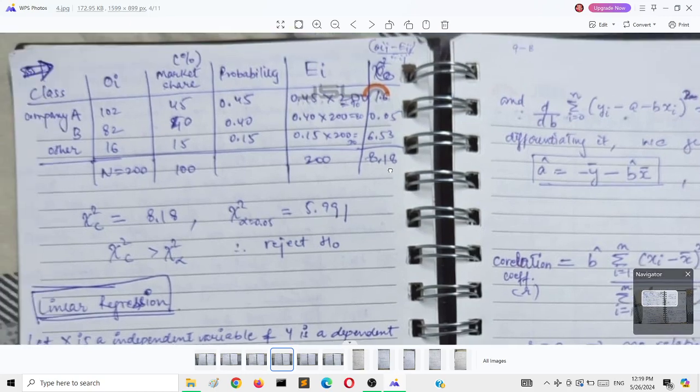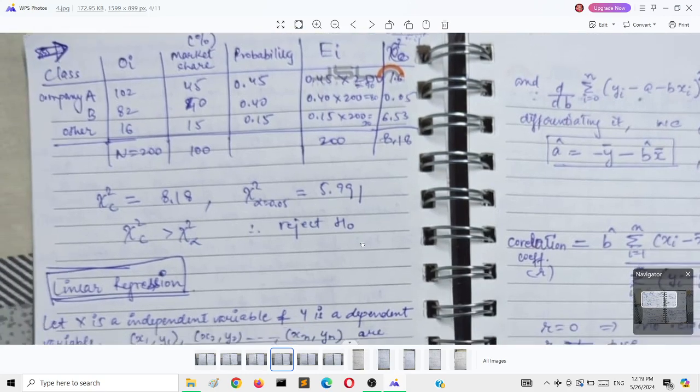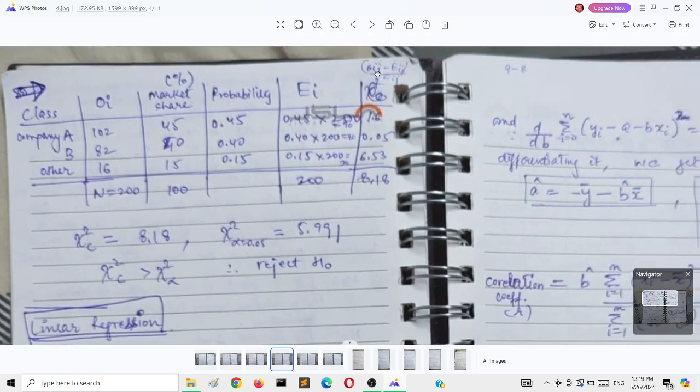Okay, now you need to calculate the chi-square value, right? So what was the formula of this chi-square value? That's Oi, whatever the observed value is, you subtract the expected value, square it, and divide by the expected value. So this is a particular column, right? We just did 102 minus whatever this value is, I think 96, and we squared the difference and divided by 96, and in this fashion we got 1.6. Similarly with 82 and 80, the difference squared divided by 80, we got 0.05, and the third is 6.53. We add up all of those to get the chi-square value.